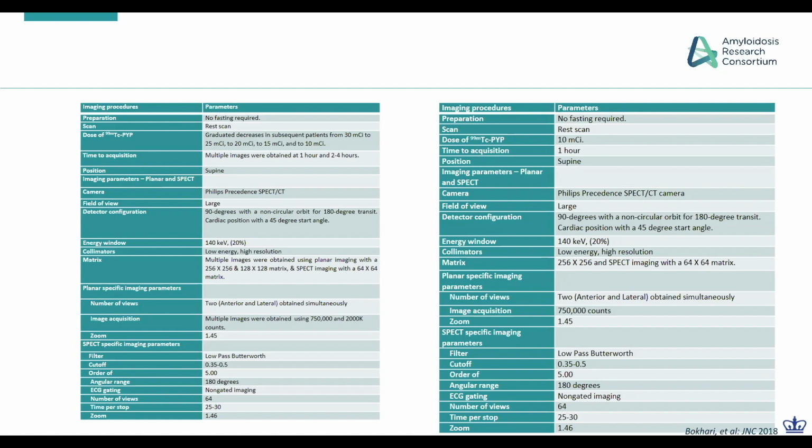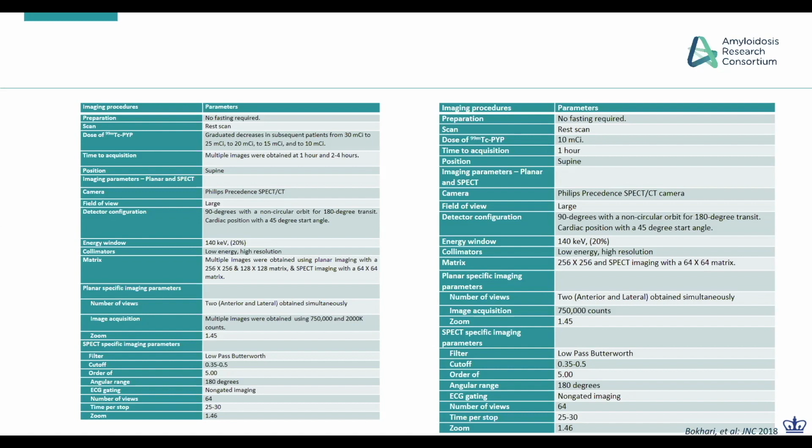And then what we did was we acquired just one set of images. We kept the collimators at 90 degrees so we can get the anterior view and lateral view at the same time, and those are the two views required for interpretation of the studies. We also acquired the images at total counts of 750,000 or 2 million counts for all the patients and saw which were better.